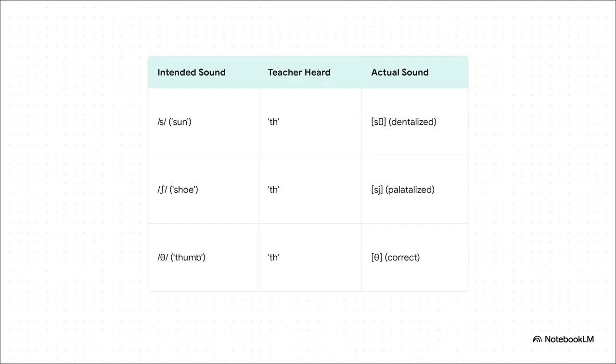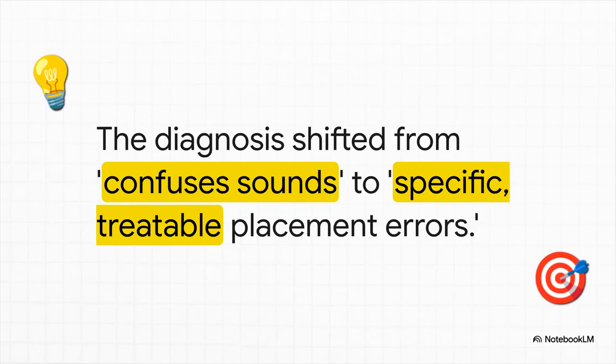And here's the absolute game changer. The teacher just heard th, but the clinician's transcription showed something incredible. Andy was actually making 3 totally different, totally consistent sounds. When he tried to say sun, he made that dentalized s. When he tried for shoe, he made the palatalized s. And when he said thumb, his th sound was perfect. The biggest takeaway? He wasn't confusing the sounds at all. That one discovery, it changed everything.